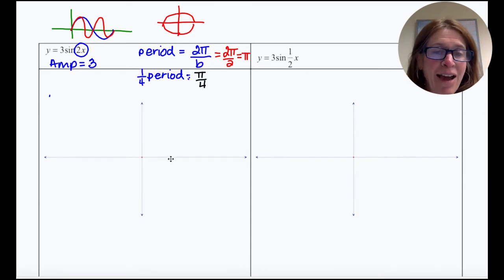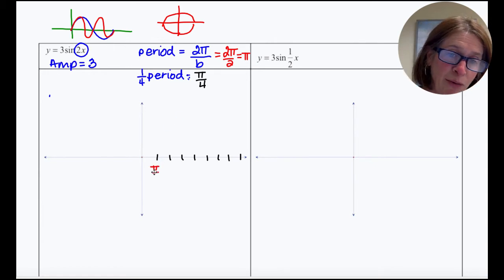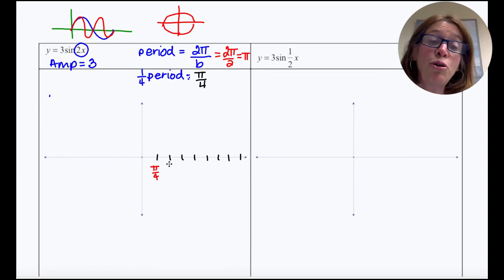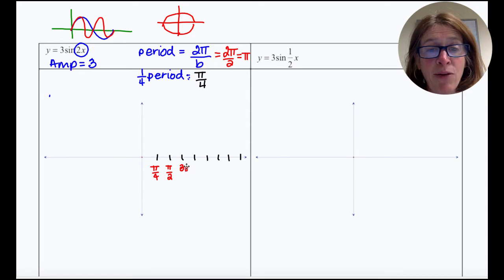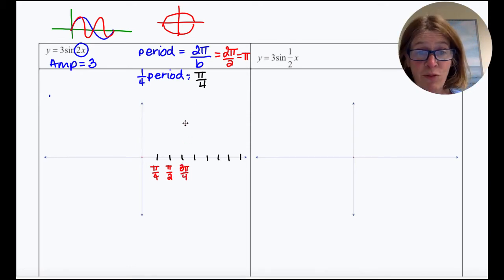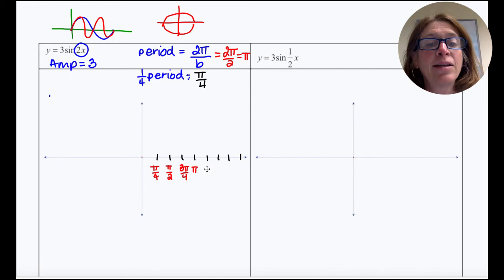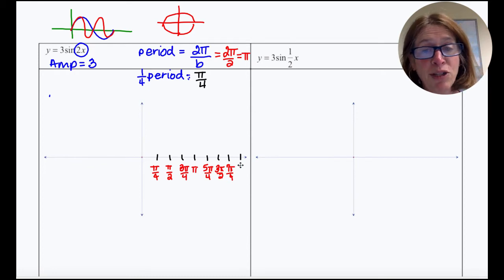So that means that every one of my tick marks, 1, 2, 3, 4, and then 1, 2, 3, 4, are going to be units of pi over 4. The first one would be pi over 4. The second one would be 2 pi over 4, which is pi over 2. The next one, 3 pi over 4. The next one, 4 pi over 4, which is pi. The next one, 5 pi over 4. You see why I want quarter periods? 6 pi over 4 would be 3 pi over 2. 7 pi over 4. And then 8 pi over 4 would be 2 pi.